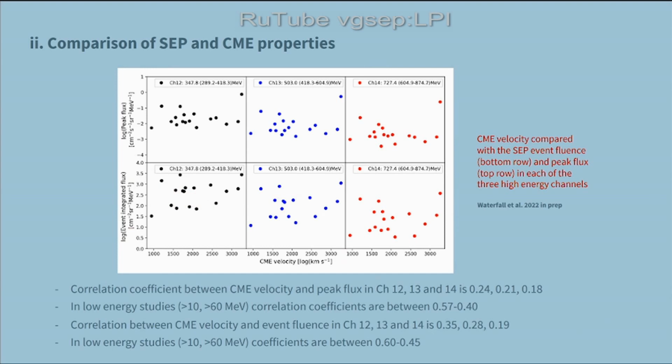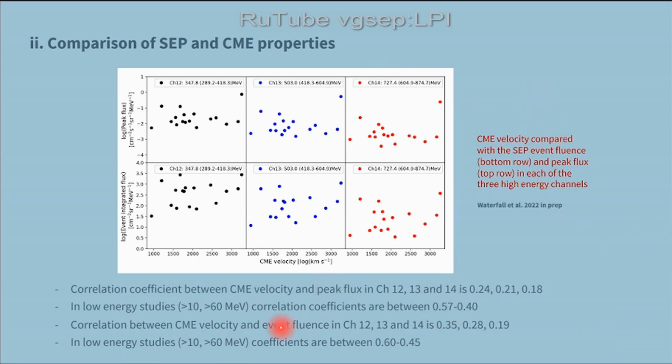You can see almost immediately there are not very nice correlations anywhere here. In the top panel, we have correlation coefficients around 0.24 down to 0.18 as the energy increases. These are not remarkable at all. When we look at lower energy studies, of which there are quite a few, less than 100 MeV, we find correlation coefficients between 0.6 and 0.4, so they are quite a lot stronger at lower energies.